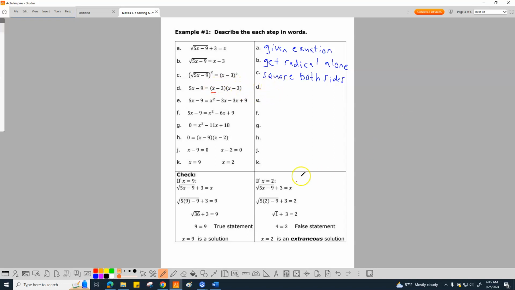On this line, hold on, let me actually finish the instructions. On this line on D, what did we do here? We squared both sides. And then, yeah, that's really it. How did we get from C to D? What did I want to write in that one?